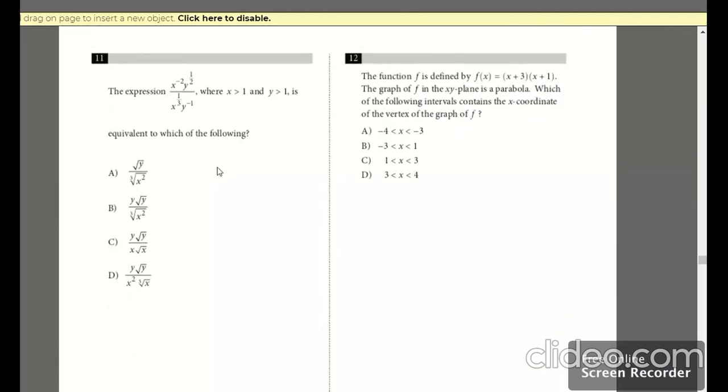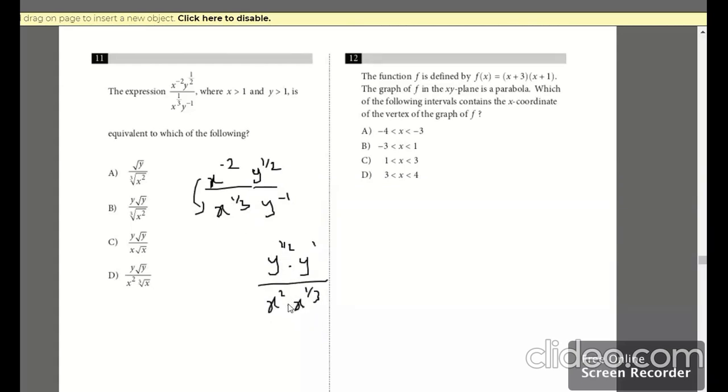11th question: the expression, where x is greater than 1, basically greater than 1 means both x and y are greater than 1, positive, is equivalent to which of the following. Among this, which one would be? So they are given in the exponential form. So if you take the x and the y together, as they are given with the same bases and the exponents are negative, and this is like that. So if I just bring it over here, this negative becomes positive. Likewise, if I take this negative y up, it is going to give me positive 1, by the law of exponents.